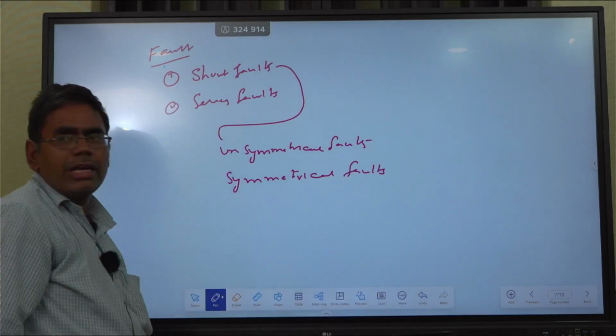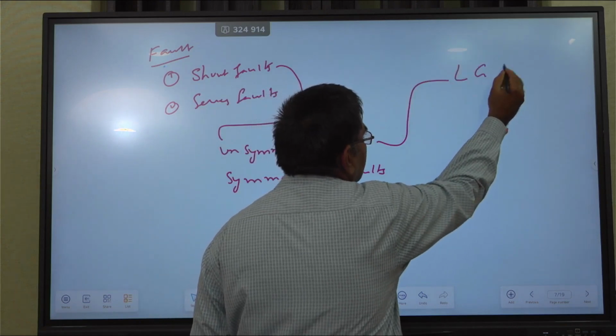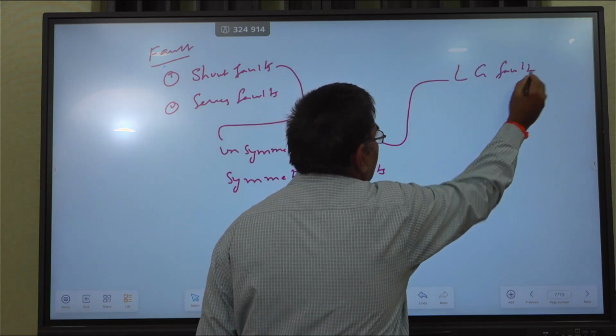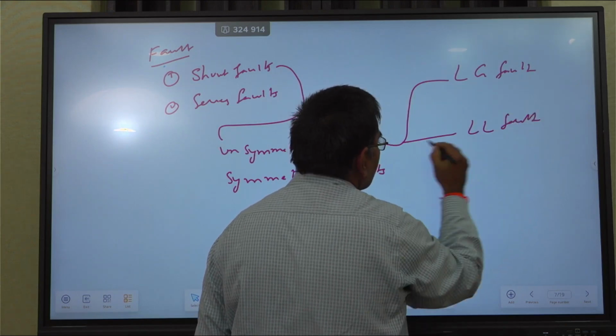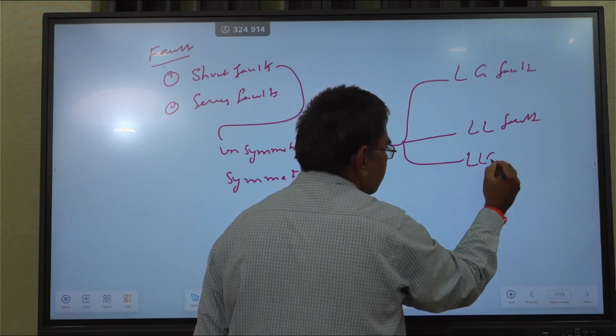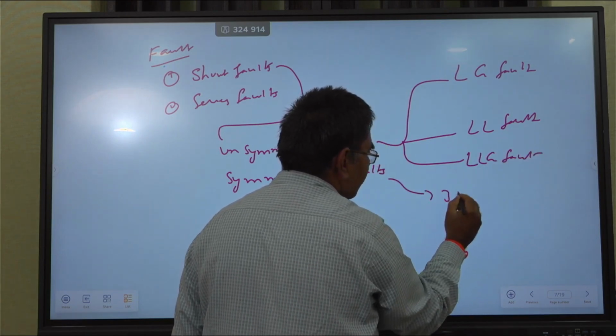The unsymmetrical faults are again classified into LG fault, the second is LL fault, and the third is double LG fault. And the symmetrical fault is the three-phase fault.